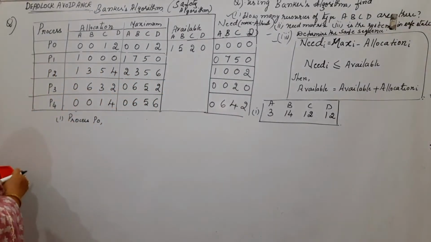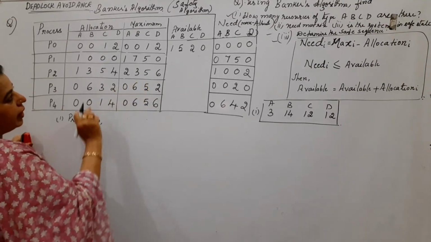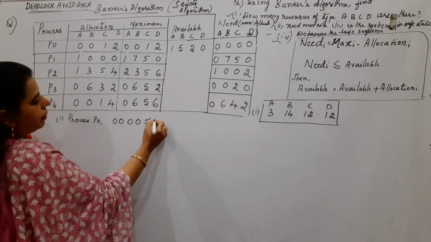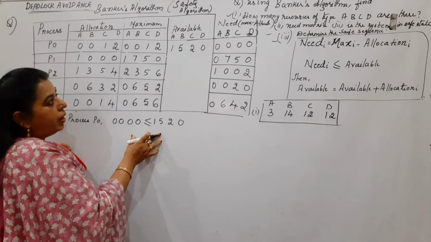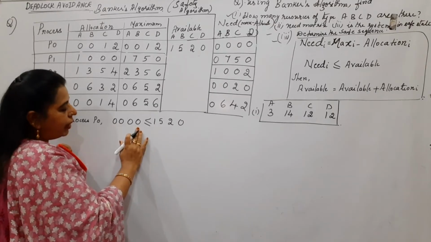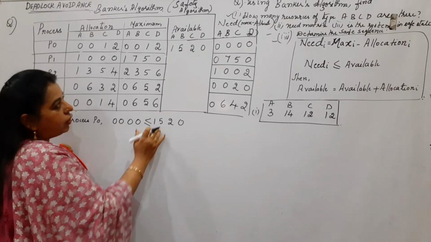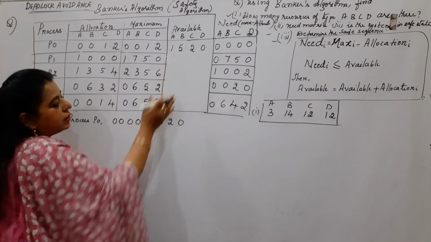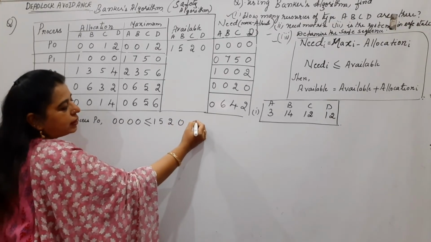So that I'll be explaining. First, need of I. Here I is P naught. So when we are taking P naught, what is the value for the need? Need is 0, 0, 0, 0, less than or equal to available. Available is 1520. Why we are doing this step is, in this case it is a different situation. It does not require any instances in future, but still we have to follow this procedure. So we check whether need is lesser than or equal to the available, because the system has only these many instances, and it has to check whether it can satisfy the need for process P naught or not. In this case it is true, yes, it can be satisfied.